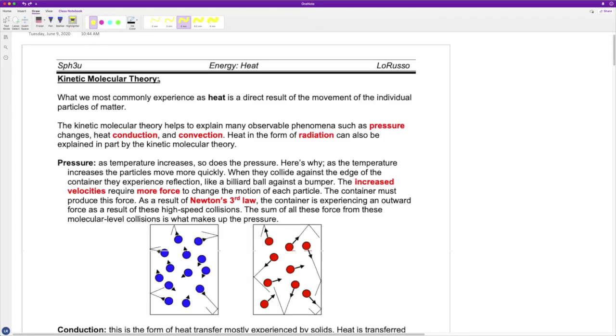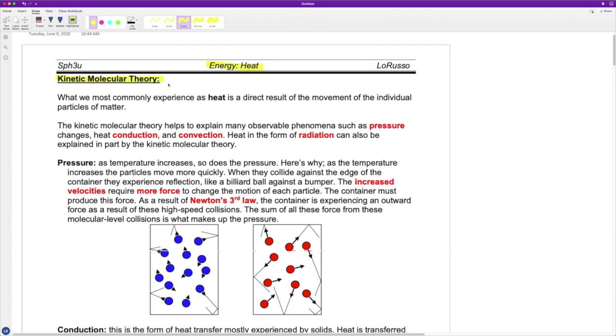We're just finishing up the last little bit of energy. Specifically, we're talking about heat. Heat is a type of kinetic energy. Specifically, it's kinetic energy at the molecular level, hence why it's called the kinetic molecular theory.